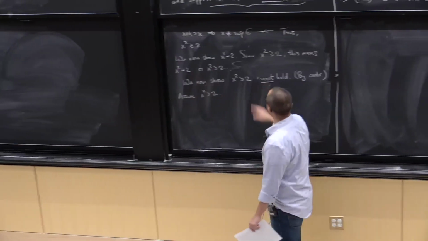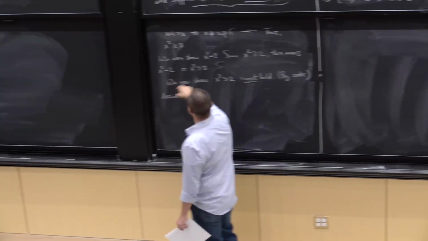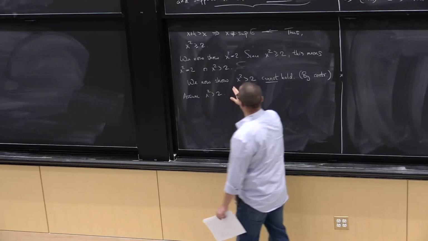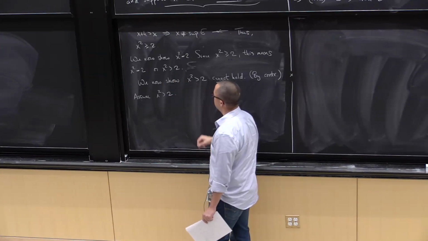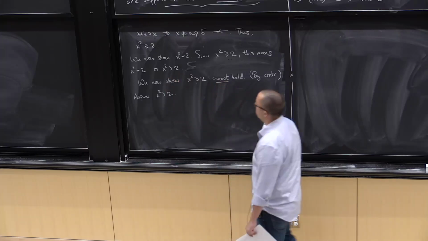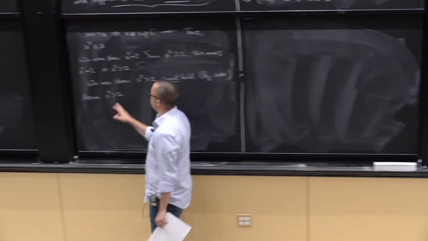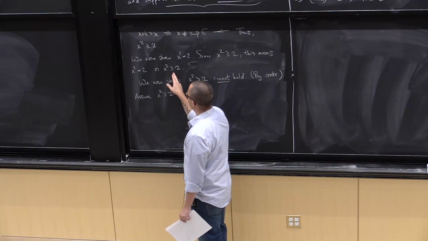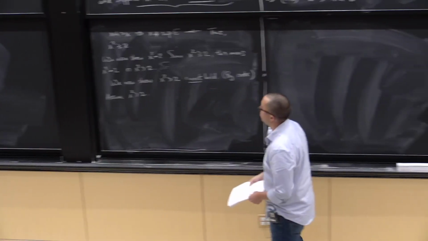Now since x squared is bigger than or equal to 2, it's either equal to 2 or bigger than 2, and we want to show that the second possibility is not possible. So we're going to prove that by contradiction. Let's assume that the thing that we say cannot happen does happen, and we're going to derive a false statement.